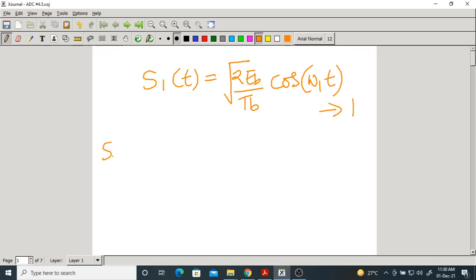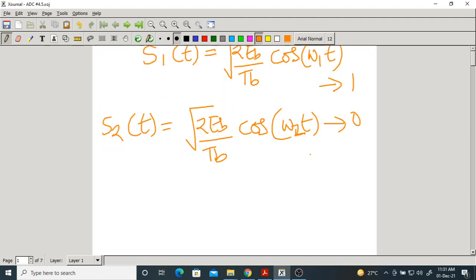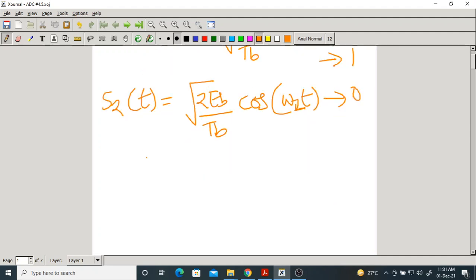Another thing is S2 of t, which is equal to root 2EB by TB cos omega 2t. It is for symbol 0. Now these two have different frequencies. They have the same amplitudes and the same phases. Here we have taken f1 and f2 as integer multiples of 1 by TB, some integer multiples of 1 by TB.